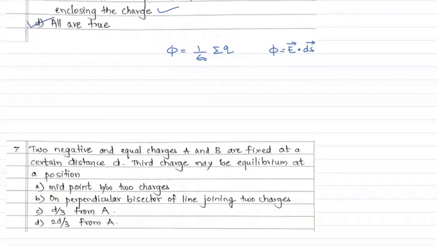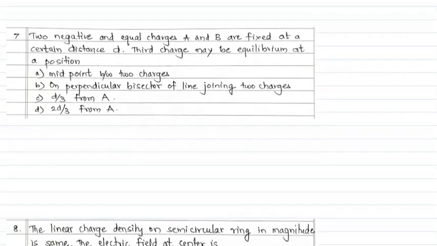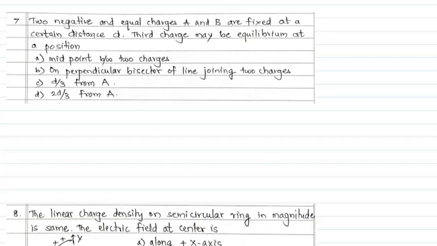Next one, seventh. Two negative and equal charges A and B are fixed at a certain distance. So two negative charges are there, both identical, equal charges, minus q and minus q. They are separated by distance d. A third charge may be placed. The third charge may be in equilibrium at which position?